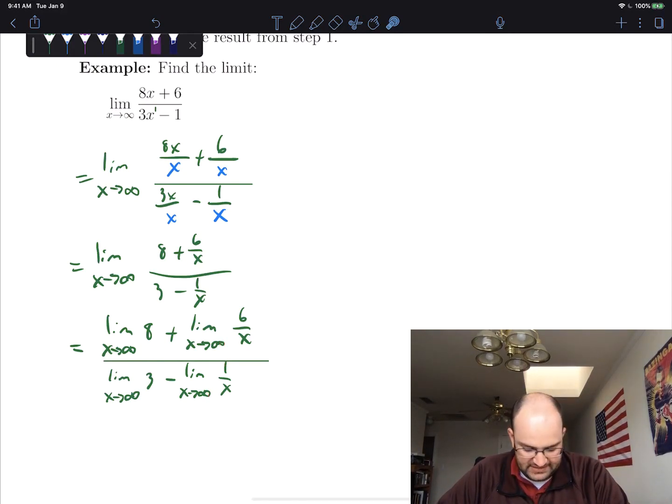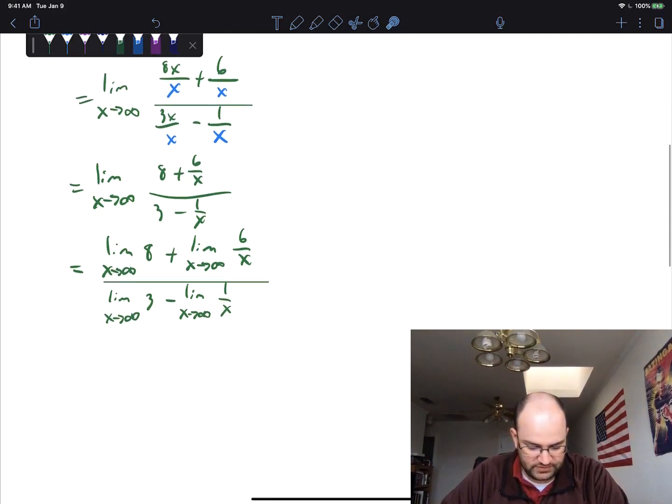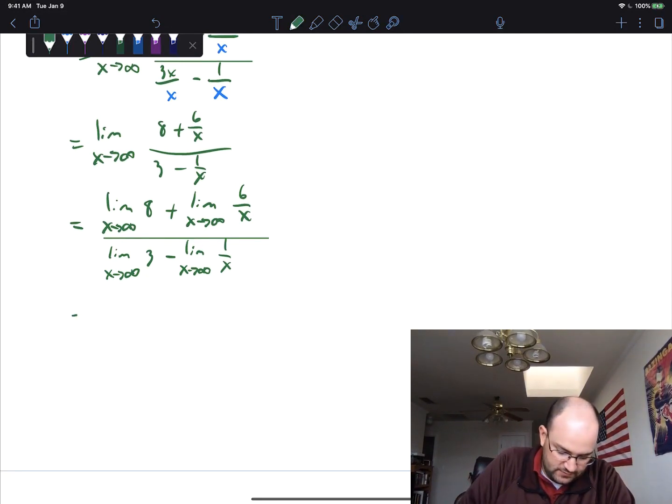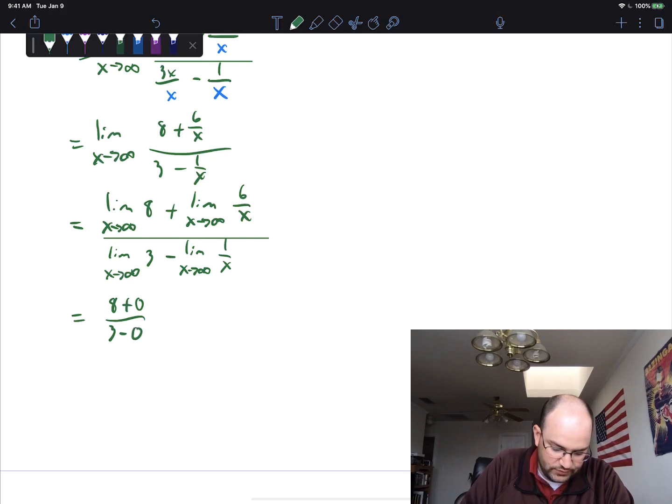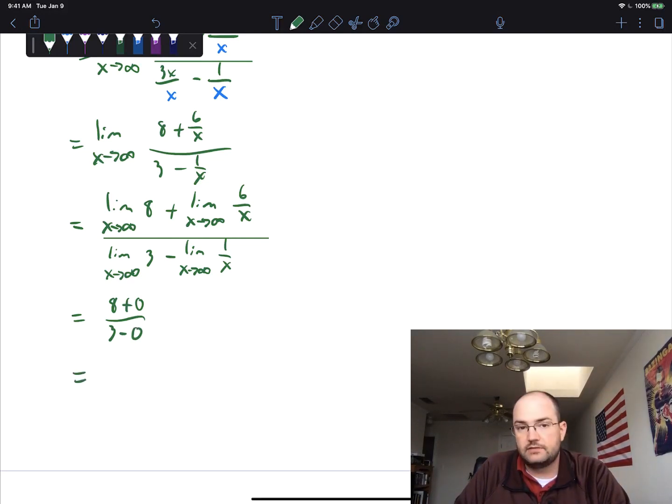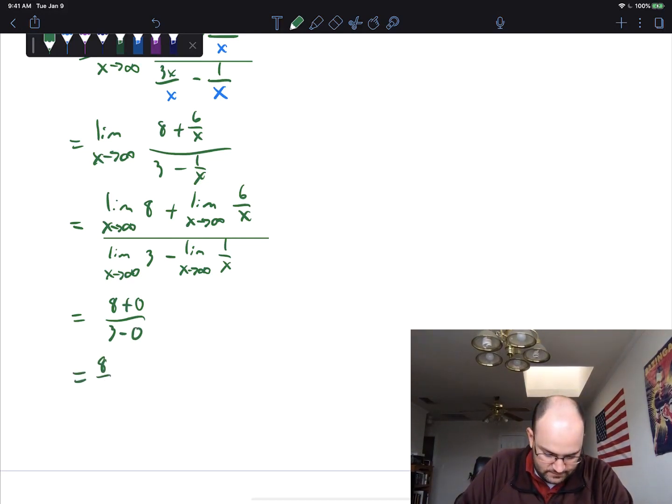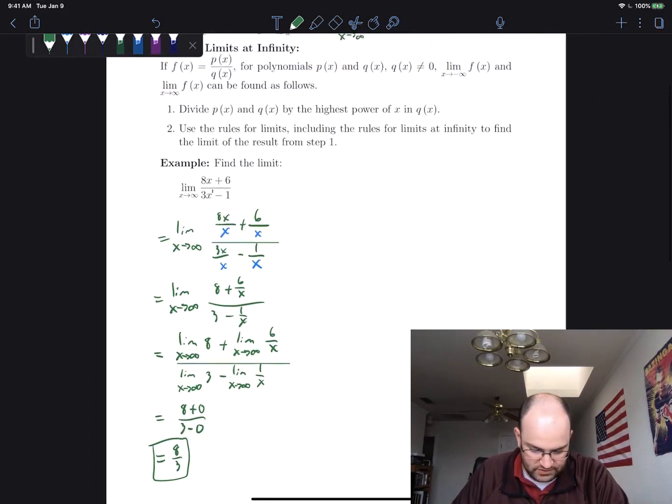What this is telling me is as long as x goes to infinity, this all goes to 0. And as long as this goes to infinity, this all goes to 0 as well. So that's 0, and we're left with 8 and 3 here. Just simplify. We have 8 plus 0 over 3 minus 0, and then that just simplifies to 8/3. And there you go. That's pretty much it.